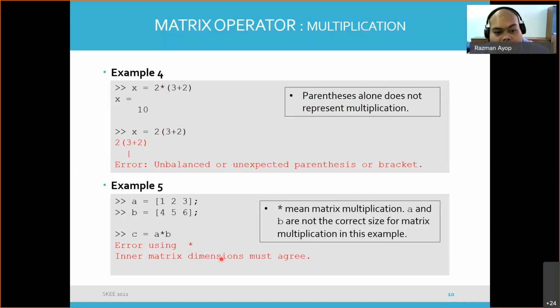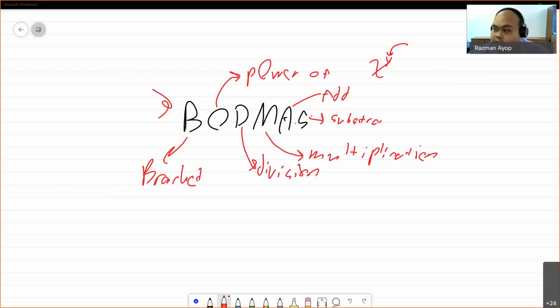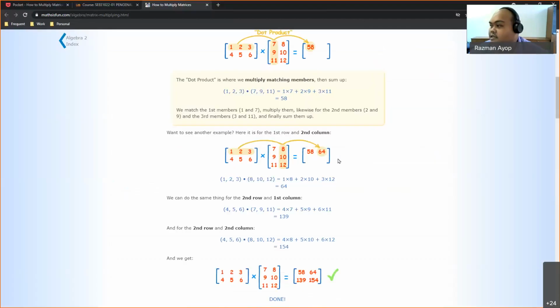For example 5, A is equal to 1, 2, 3 and B is equal to 4, 5, 6. This one I mentioned before. You cannot do this because of the matrix law. When we multiply matrices, A and B need to be of the correct size. The one I showed before, this one. You have to make sure that the matrix has the correct size. For example, this one.